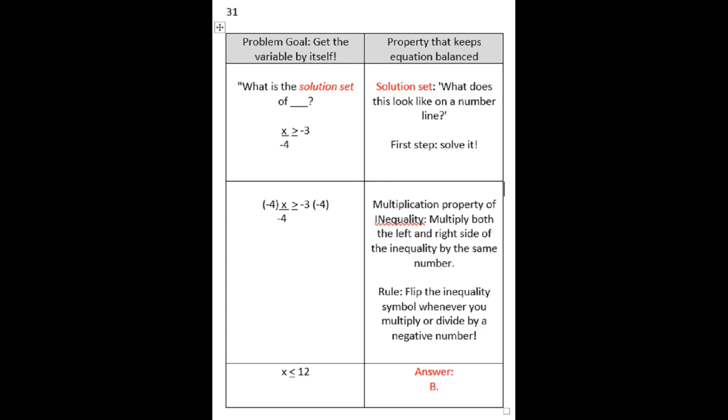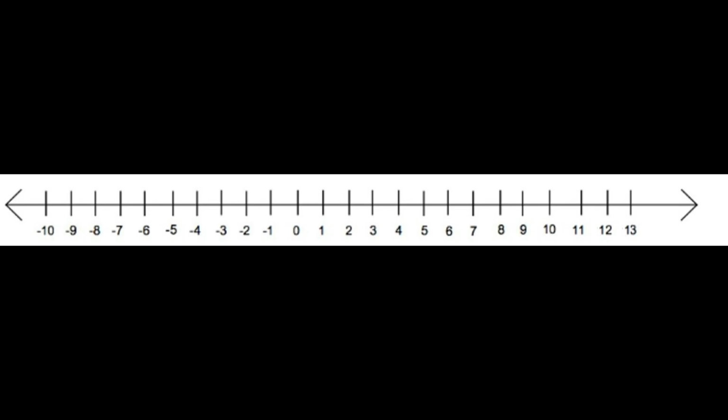So what does that look like on a number line? Now, looking at this, instead of going through the answers and trying to find the one that is right, I would just graph this on a number line and then go back to see which one of the answers matches my own number line. So there's our 12. It's a closed circle because it's less than or equal to, and we fill all the way into negative infinity.